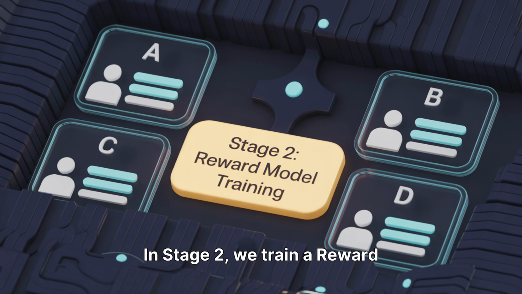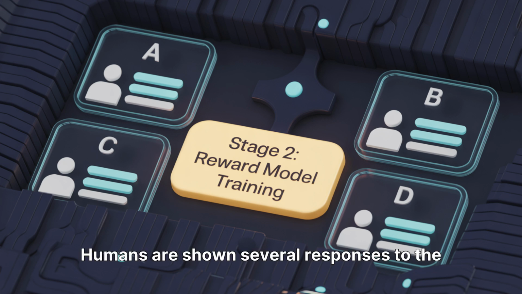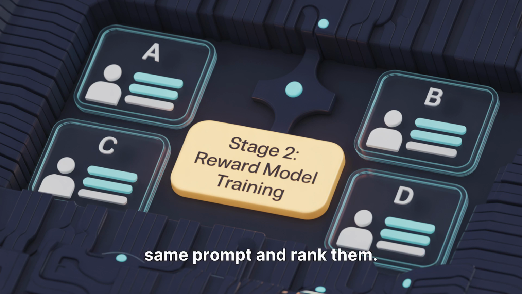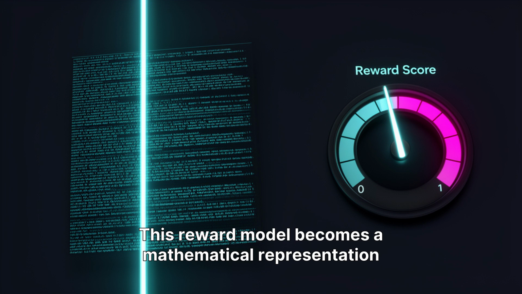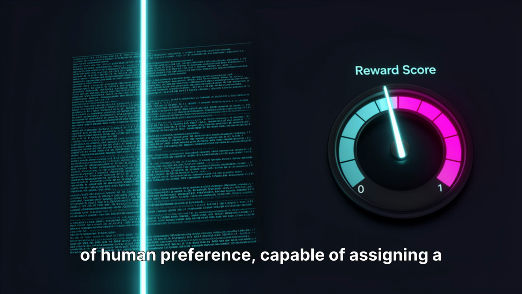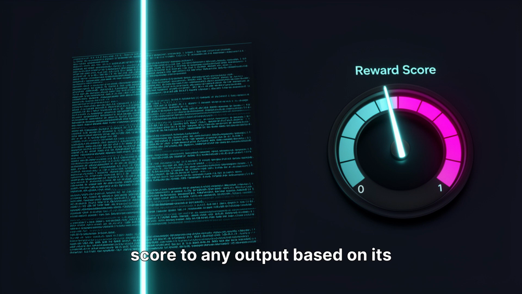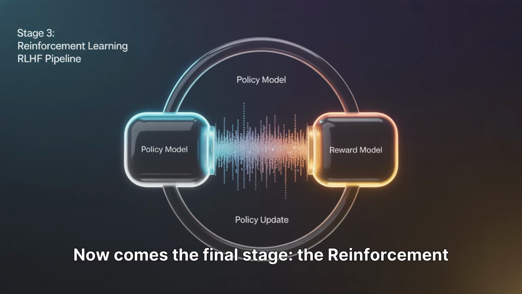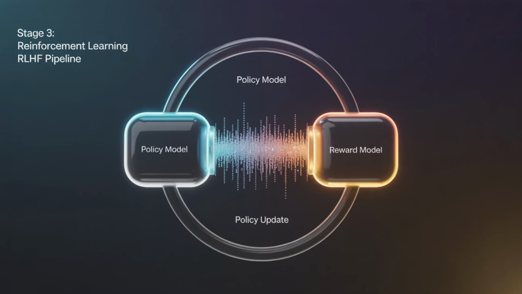In stage 2, we train a reward model. Humans are shown several responses to the same prompt and rank them. This data is used to teach a separate model how to score outputs. This reward model becomes a mathematical representation of human preference, capable of assigning a score to any output based on its quality and safety. Now comes the final stage, the reinforcement learning loop.